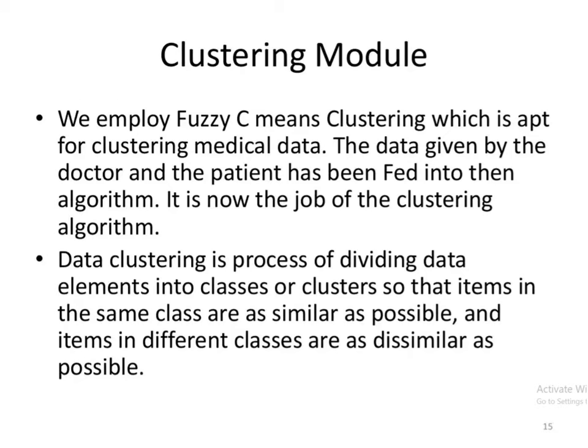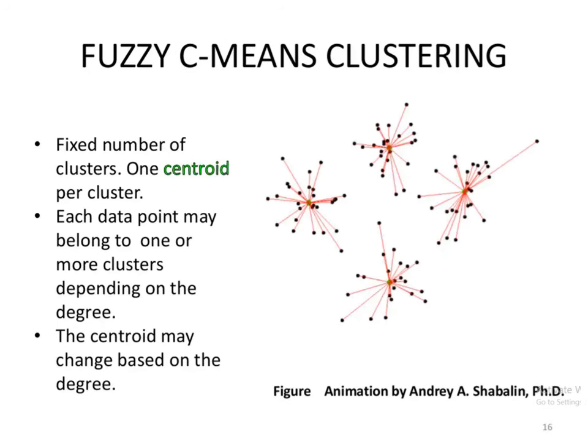Clustering model. We employ fuzzy C means clustering, which is adopted for clustering medical data. The data given by the doctor and patient has been fed into the algorithm. It is now the job of the clustering algorithm. Data clustering is the process of dividing data elements into classes or clusters so that items in the same class are as similar as possible and items in different classes are as dissimilar as possible.